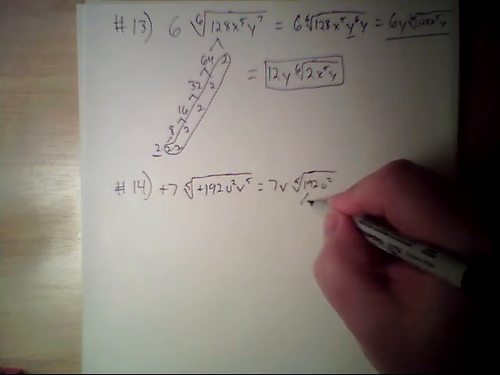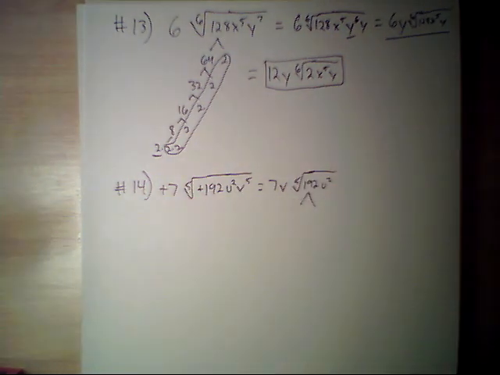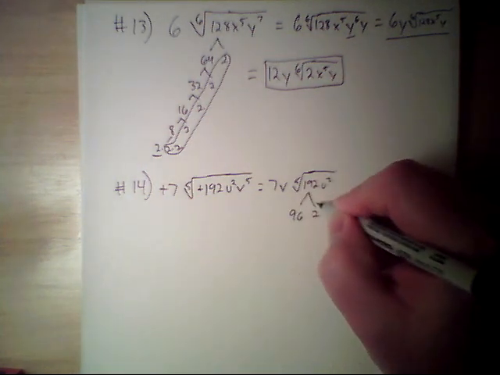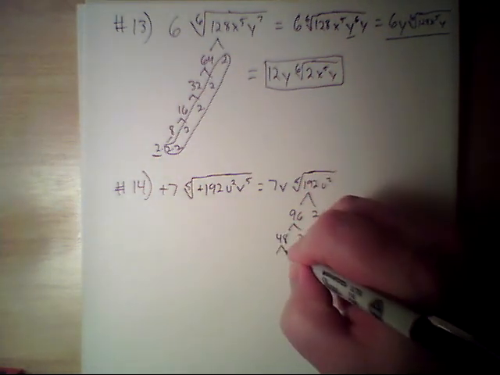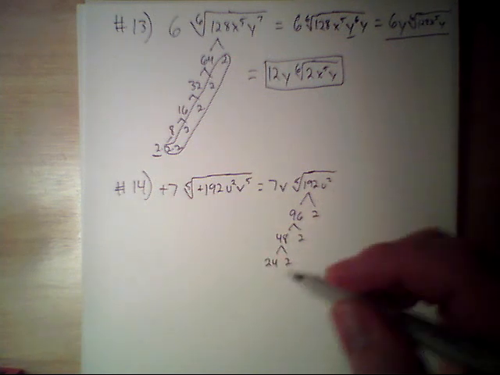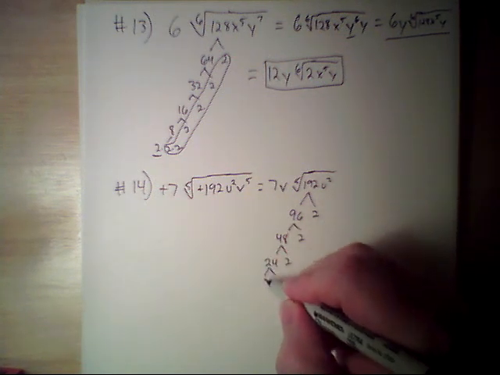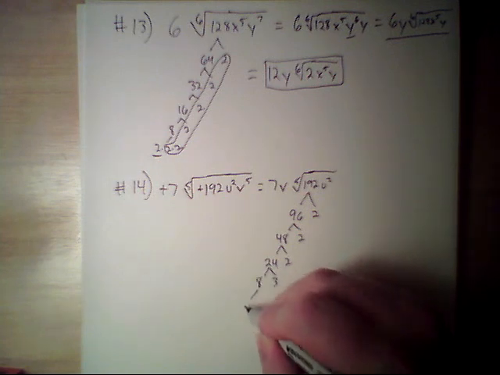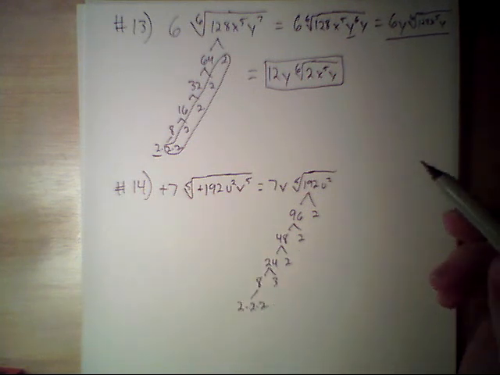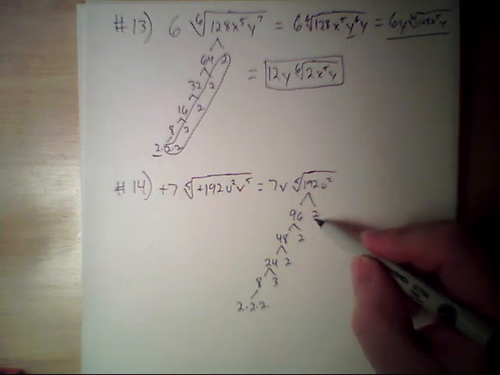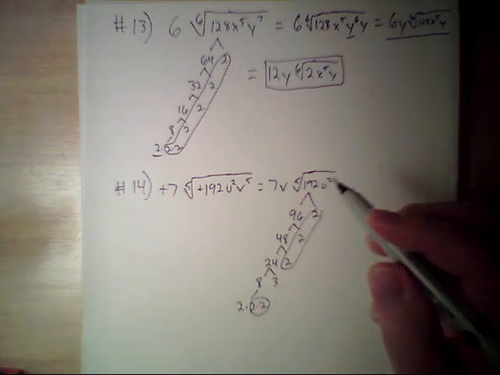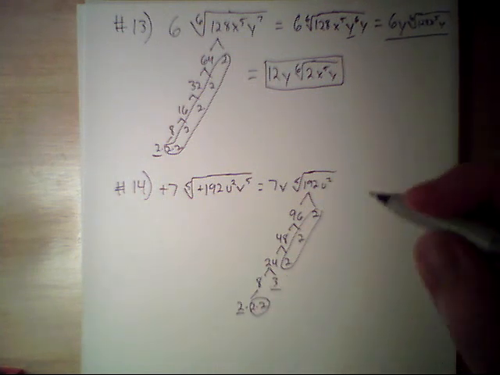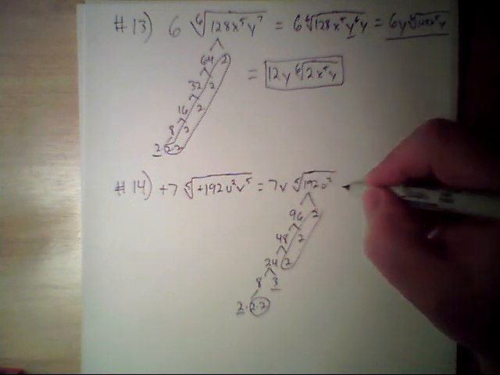Now let's break down this 192. Let's just start dividing it by 2. 192 divided by 2 is 96, so it's the same as 96 times 2. 96 divided by 2 is 48. 48 divided by 2 is 24, so it'll be 24 times 2. 24 is 8 times 3, and then we know that 8 is 2 times 2 times 2. We have a 5th root, so we're looking for groups of 5. 1, 2, 3, 4, 5. We have 5 2's that we can pull out. And what's left is a 3 and a 2. So this will come out as a single 2 outside the radical.